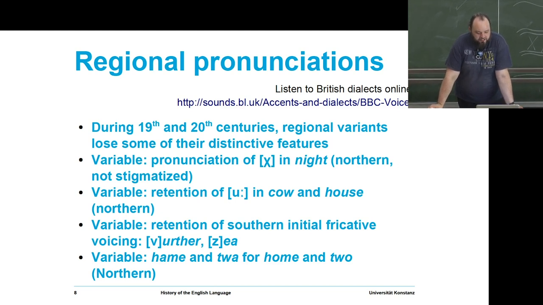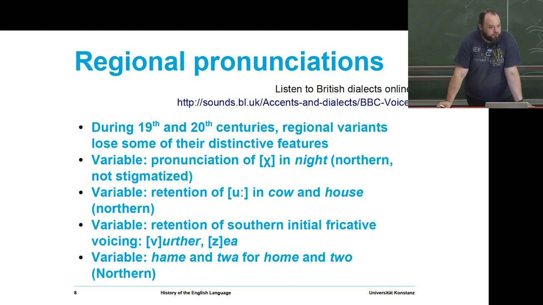Another northern variety, which is a bit more stigmatized, is the retention of an oo in words like cow and house, so coo and hoos. And particularly these nowadays, I think, are associated with Scots more than anything else.